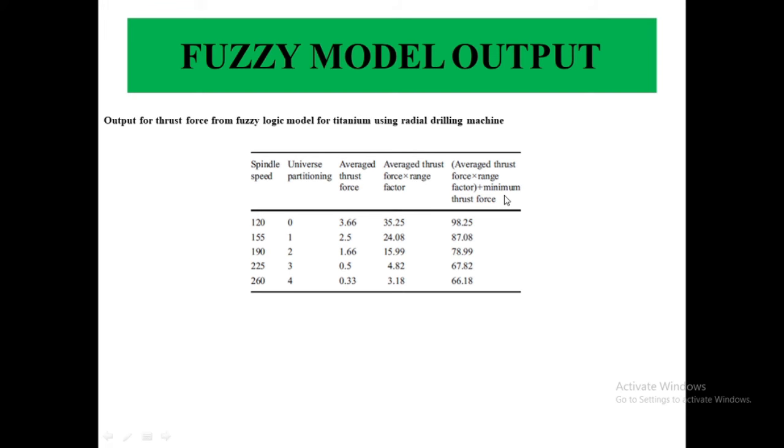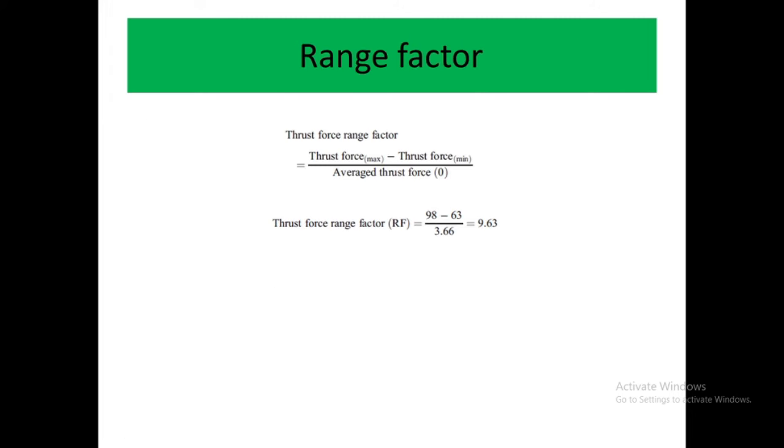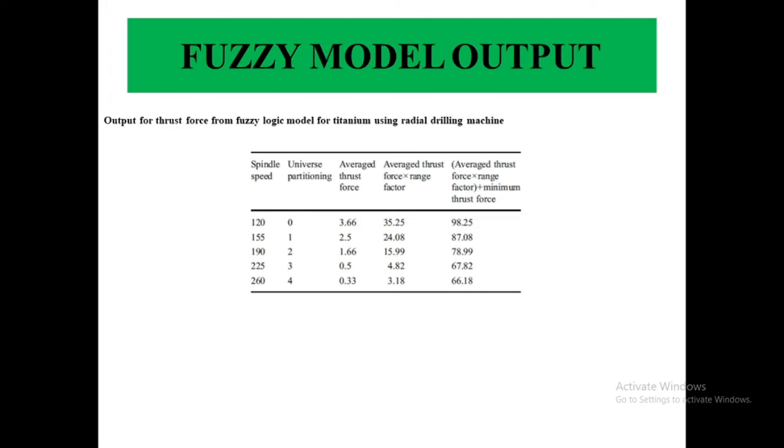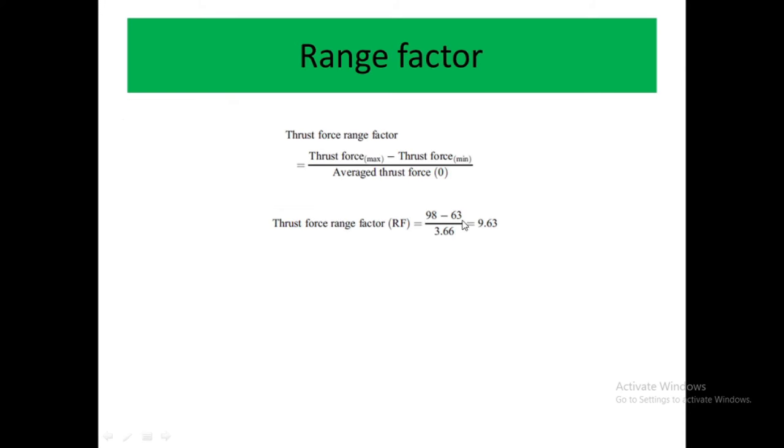Finally, how do I get the final thrust force output value? Here I sum the average thrust force into range factor plus the minimum thrust force available in my experiment. According to my experiment, the minimum thrust force is 63. So I add 63 plus 35.25, and I get 98.5. You see, according to my experiment, 63 is the minimum thrust force.